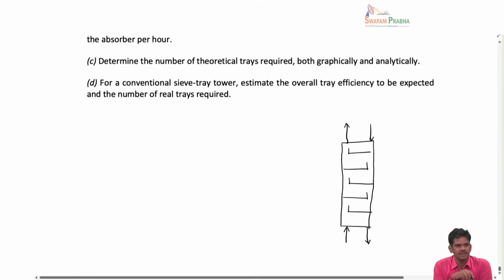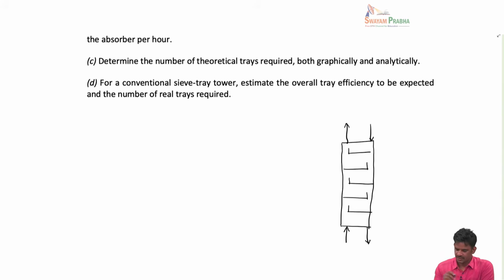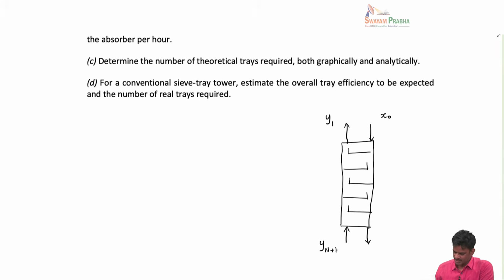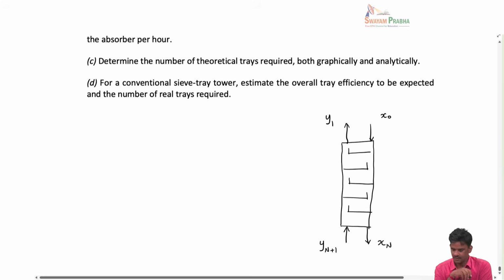When we deal with tray towers, the nomenclature is slightly different from packed tower. Okay, so here we denote y1, x0 here, and this would be y_{n+1}. If there are n trays, the inlet composition is given as y_{n+1}, and this is x_n. And then correspondingly, you can say y1. These are all in mole ratio units.